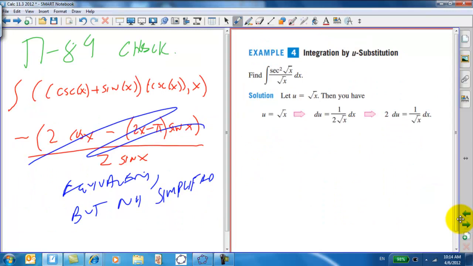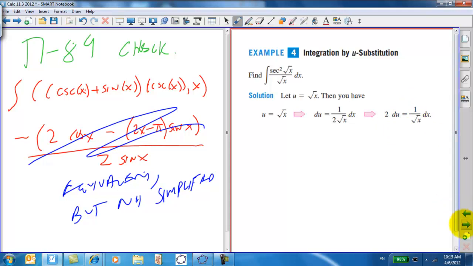So, integration by u-substitution now. This is where it gets a little tricky. The integral of secant squared of square root of x over square root of x dx. Let u equal the square root of x. Then du is 1 over 2 square root of x dx, so 2 du equals 1 over square root of x dx.